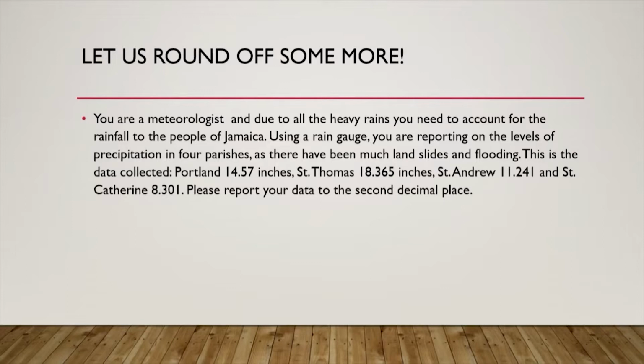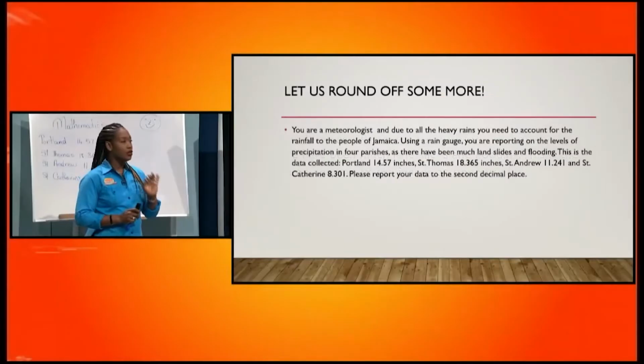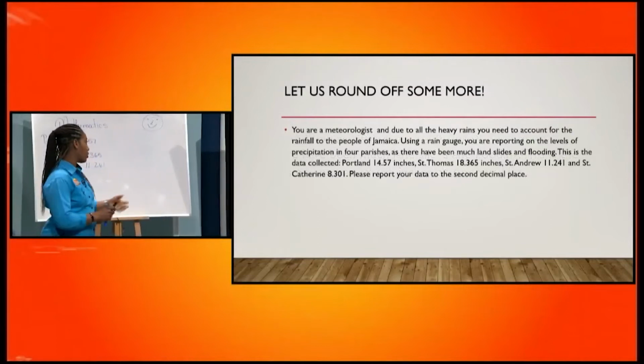So you have Portland, 14 and 57 hundredths inches of rain. St. Thomas, 18 and 365 thousandths of inches of rain. Then you have St. Andrew, 11 and 241 thousandths of inches of rain. And St. Catherine, you have 8 and 301 thousandths inches of rain. Now, please report your data to the 2nd decimal place. So you have these data, and they tell you that all of them must be reported to the 2nd decimal place. So let's go to the board.